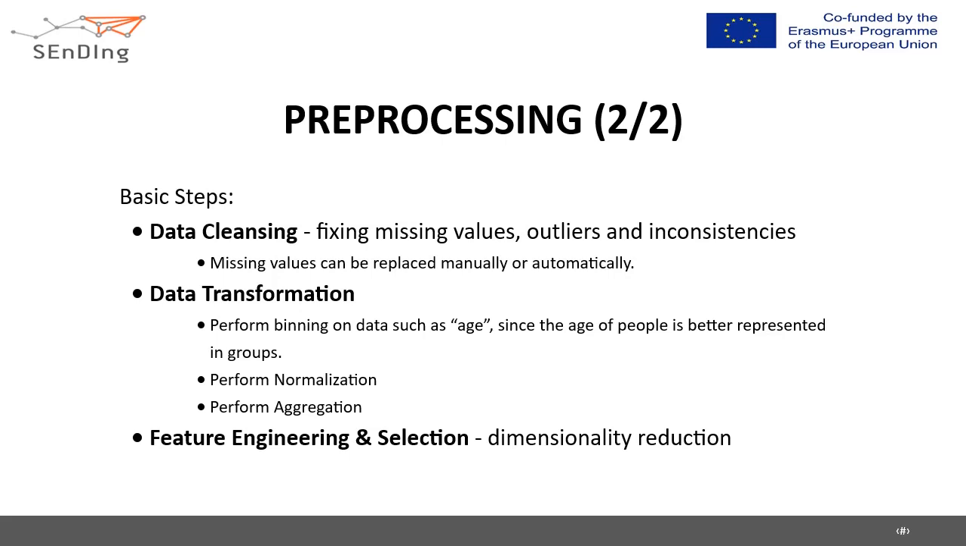Basic steps are the following. Data cleansing, that aims at fixing missing values, outliers, and inconsistencies. Missing values can be replaced manually or automatically. Data transformation. Perform binning on data such as age, since the age of people is better represented in groups. Perform normalization. Perform aggregation. Feature engineering and selection that aims at dimensionality reduction.